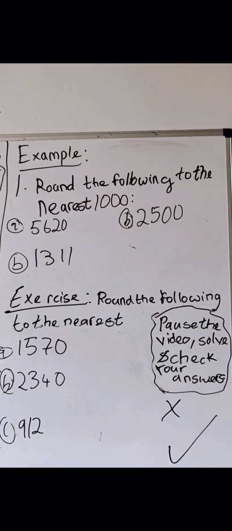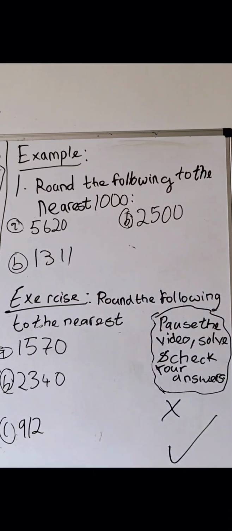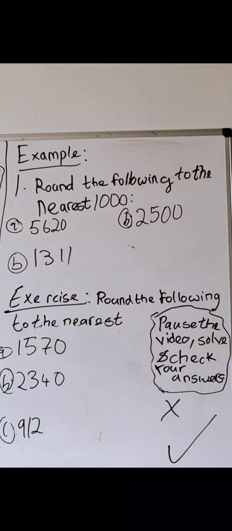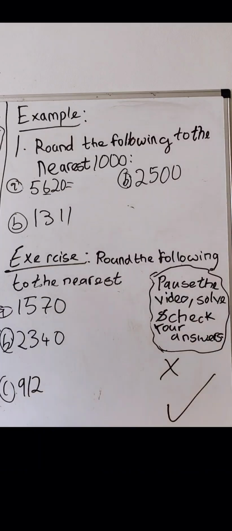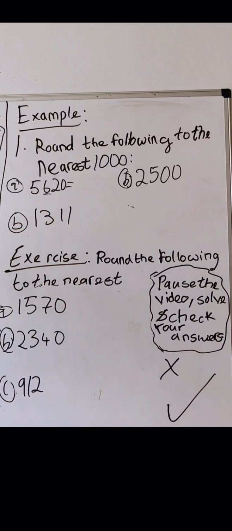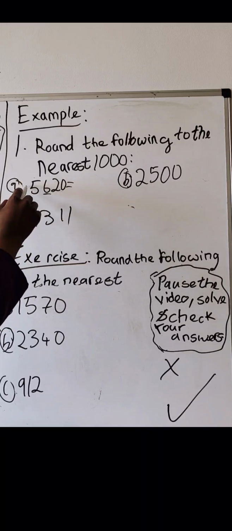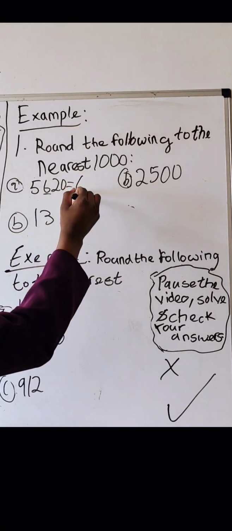So guys, we're moving on to rounding to the nearest thousand. So I round up to the nearest 1,000, and for the example, firstly we have 5,620. So guys, we're moving on to round the following to the nearest thousand. So this is 5,620. So this is the unit we are focusing on. So this turns to 0 and we add 1 to 5. So this will be 6,000.